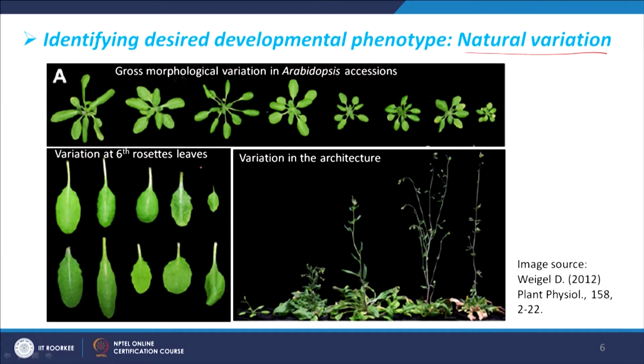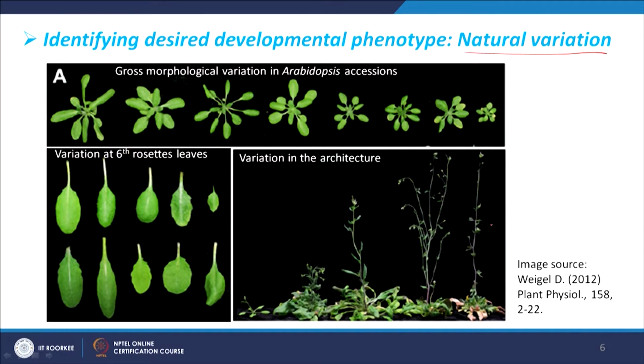If you look here, these are variations in the 6th rosette leaves across different accessions. You can see that not only the overall morphology but also the shape and size of a specific organ shows a large amount of variation across the species or accessions. Here is the variation in architecture. These plants are all compared after the floral transition has occurred, and you can see a large amount of variation in the final plant architecture. So this could be one source where you can identify a particular trait of interest.